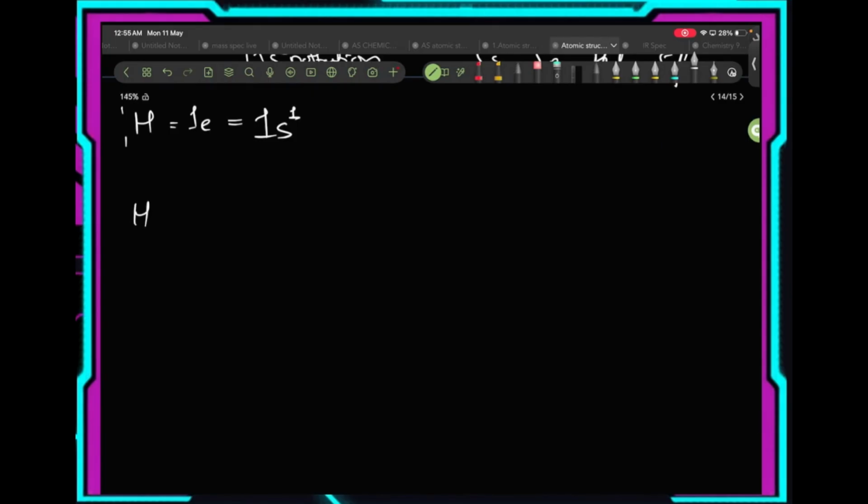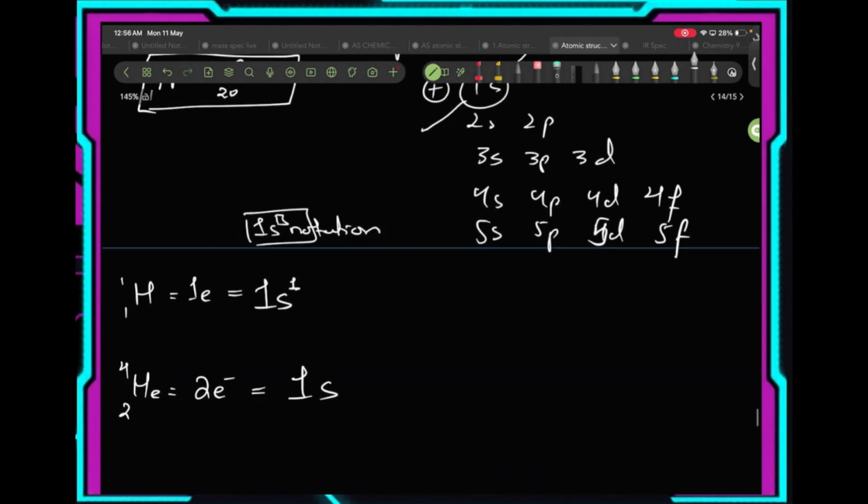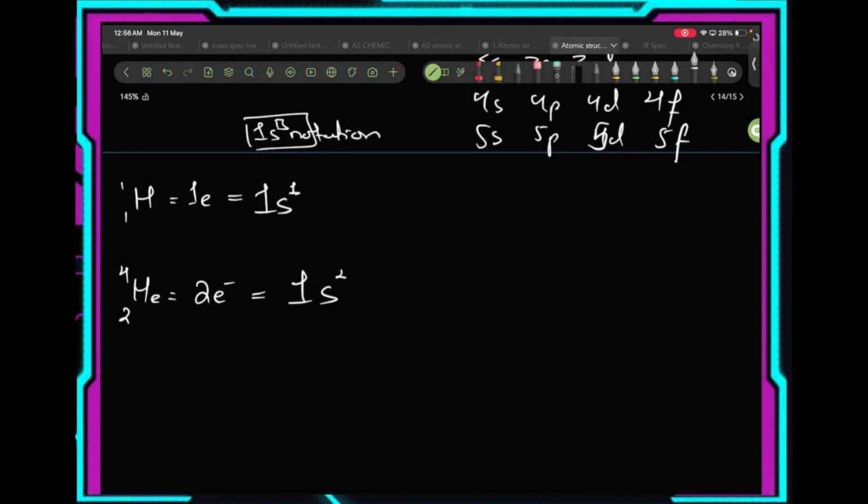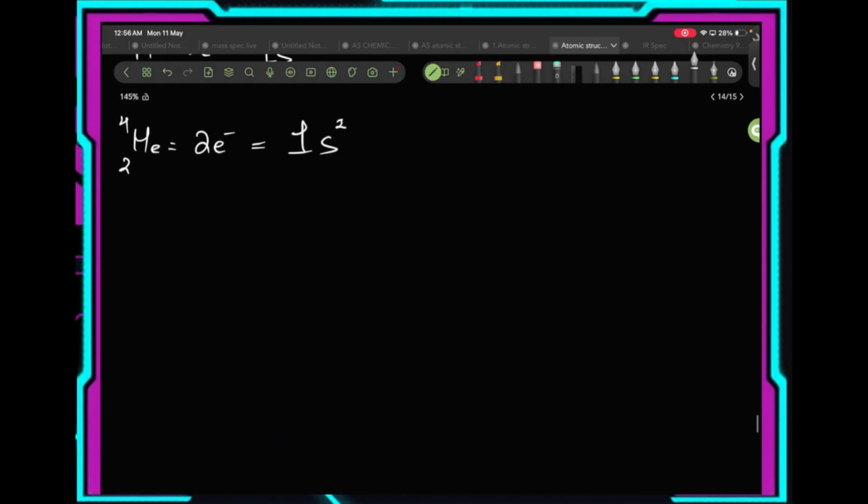Let's move on to helium, He 2 4. How many electrons does helium have? It has 2 electrons. So first you go to 1s. Can 1s take both these electrons? Yes. So 1s2. Right? So let's move on to lithium, Li 3 7.